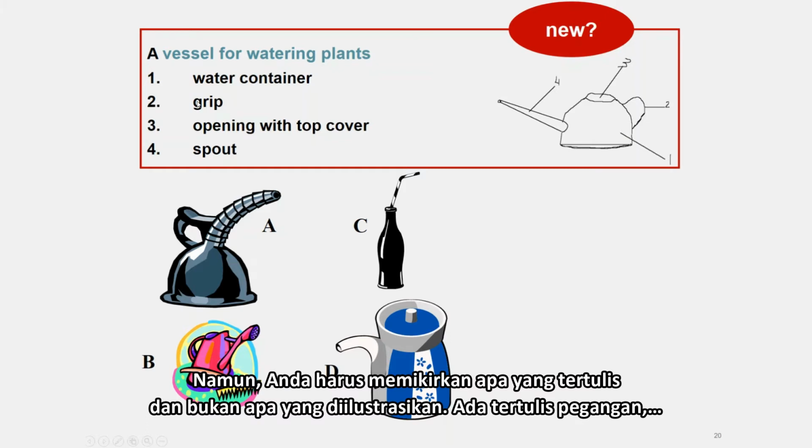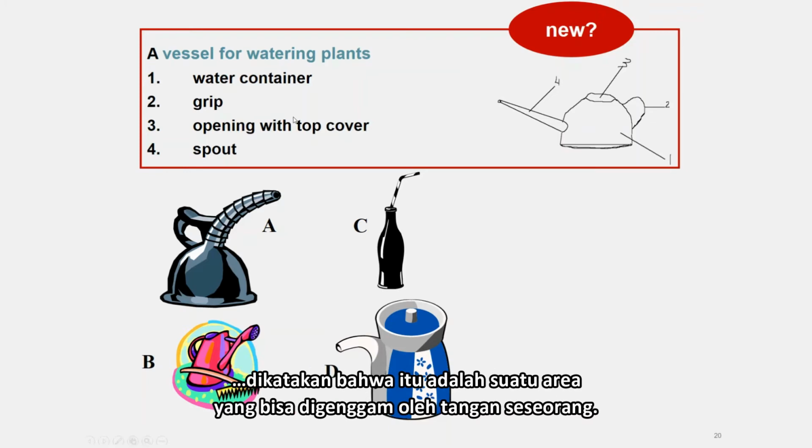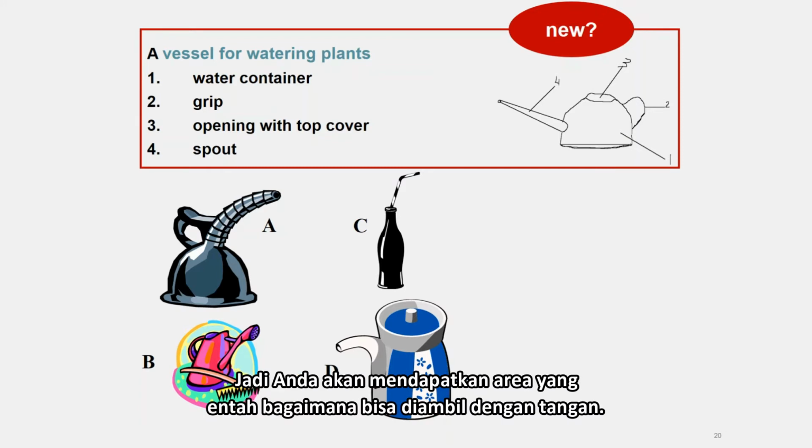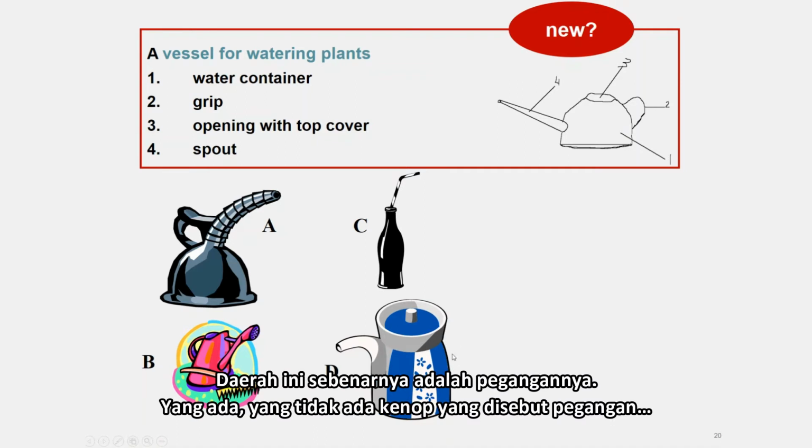It is written a grip. A grip, if you look it up in a dictionary in English, is some area which can be taken with a hand of a person. So you shall just have an area which can be somehow taken with a hand. And if you look thoroughly here, there is an area which is suitable to be taken with the hand. This area is in fact the grip.